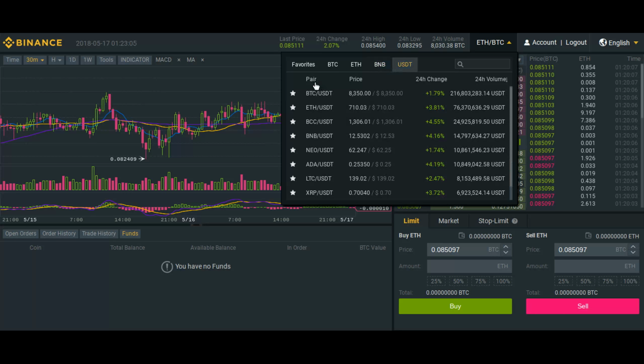Now, much like the other option, the basic, you can also switch the outlook of the market in accordance to pairs in alphabetical order. You can look at the price from top to bottom, high to low, low to high. You can look at the 24-hour change in the same format, high to low, low to high, as well as the 24-hour volume.